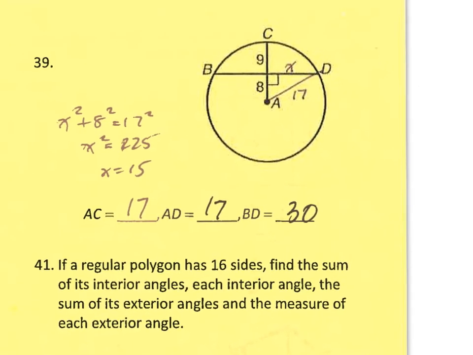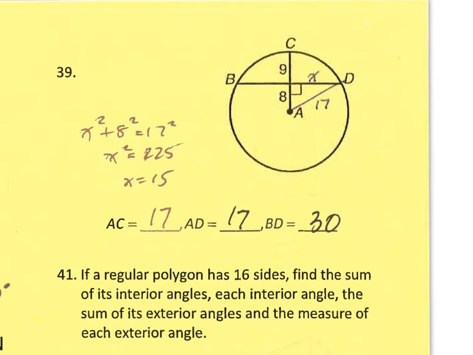Number 39, same kind of thing, very recent. This whole segment, this AC is 17 because 9 plus 8 is 17. So therefore the radius is 17. So I got 8 squared plus x squared equals 17 squared. You find x is 15. And I want to find BD, which is the whole thing, 30.